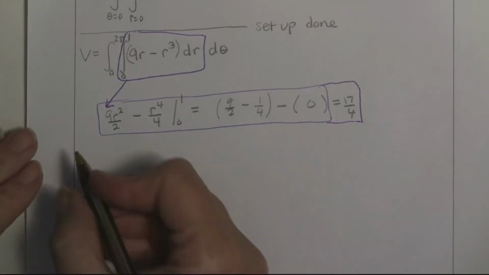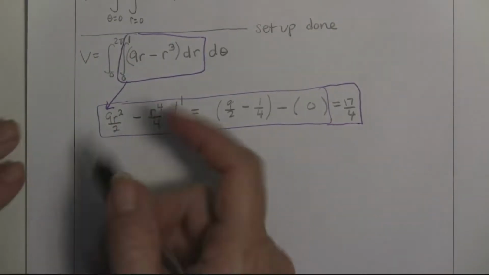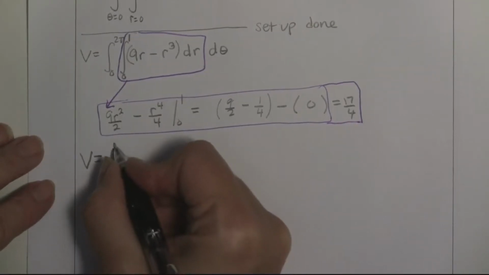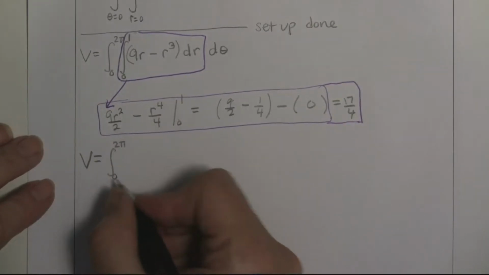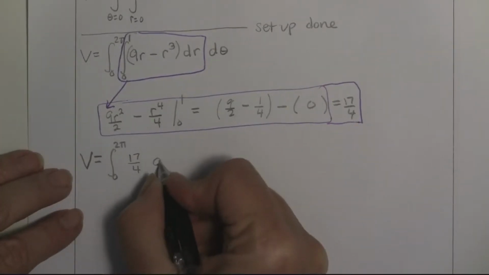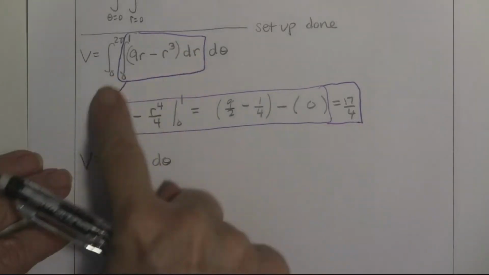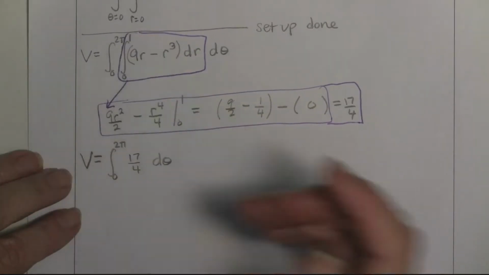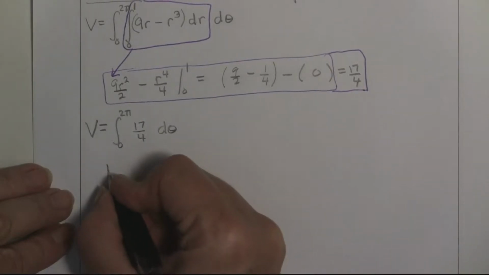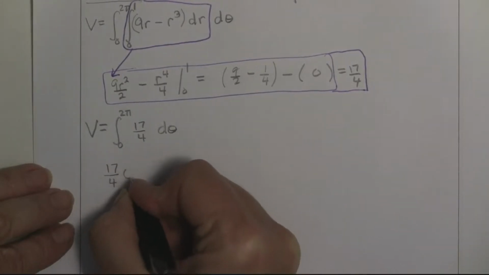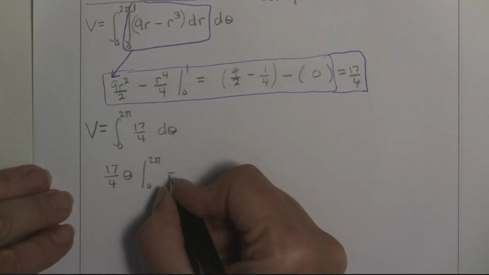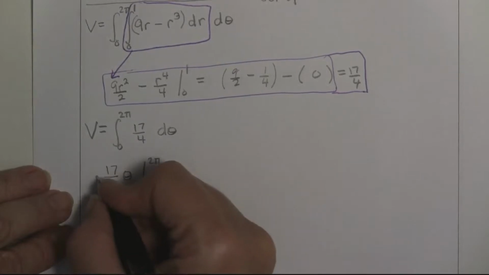And so now my integral, my volume is going to look like, so I'm going from 0 to 2 pi, that's for theta, and you can write theta in there if you're worried you're going to mess it up, of 17 over 4 d theta. So just exactly what we got there is going to go there. And then if I integrate that with respect to theta, that's going to be 17 over 4 theta from 0 to 2 pi. Upper bound minus lower bound.